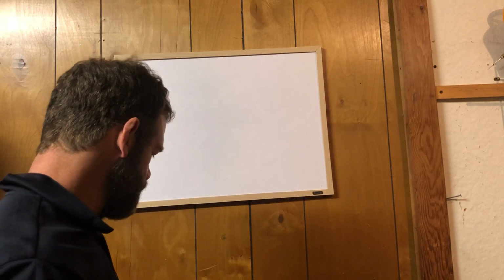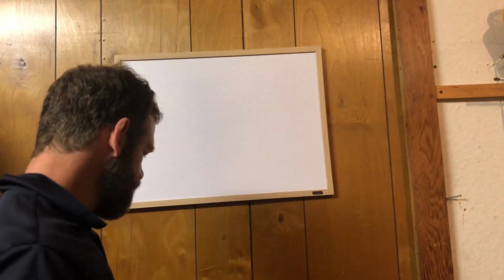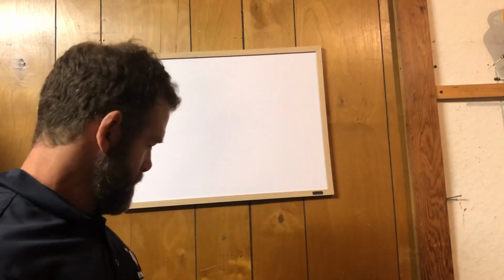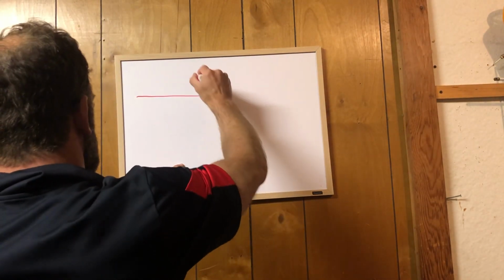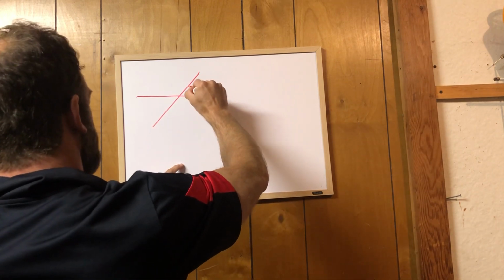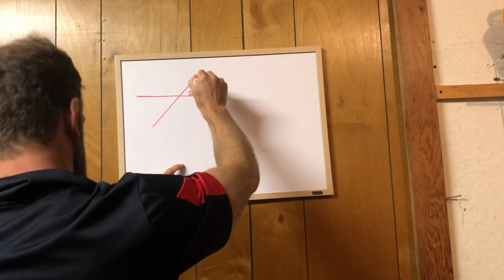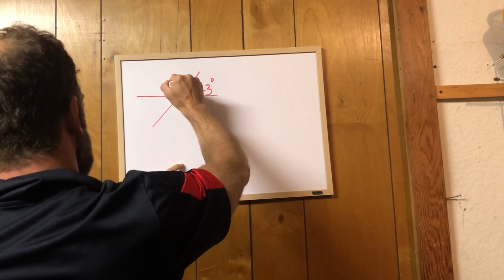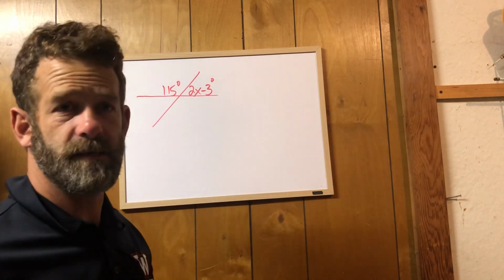But what I want to do is go over the 4 example problems. For example number 1, look at number 1. It gives you an angle that they're saying is 2x minus 3 degrees. That's how big this angle is. And then this angle is 115 degrees. The question is going to be: solve for x.